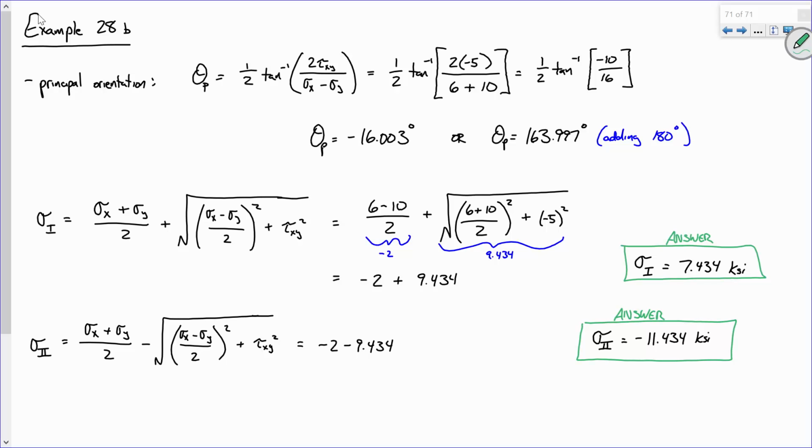Now think about this, all right? What were sigma x and sigma y originally? What was it, 6 and minus 10? But those aren't the worst values. The worst values are 7.4 and minus 11.4. So as the designer, these are the ones that you care about, not the 6 and the 10. Does that make sense? Okay.